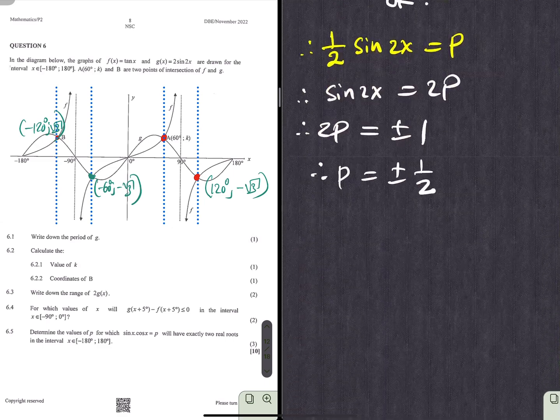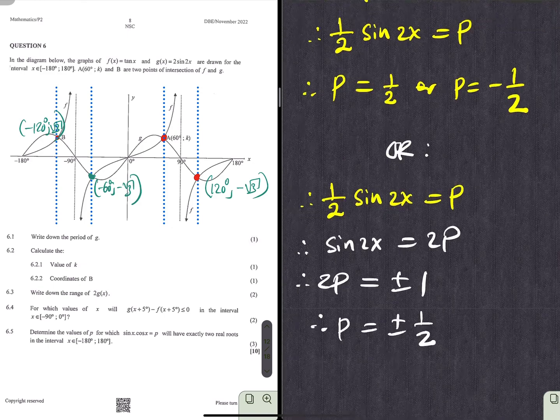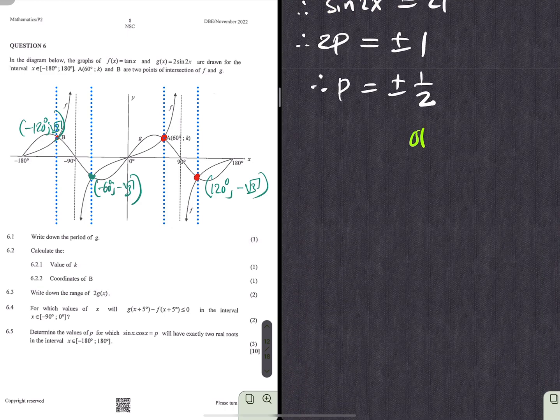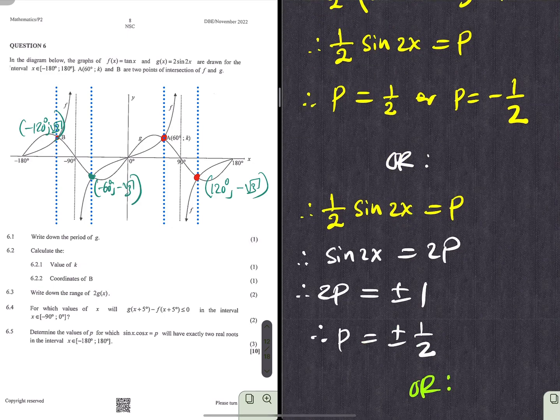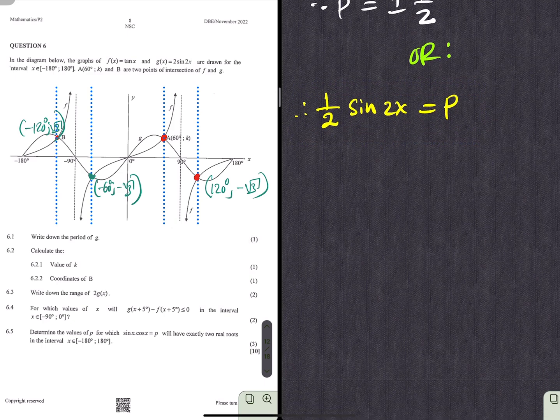Now, check something. I want to show you something. You can say or. I want to take it also from here and play with it, just to show you that there are myriad ways to do these things. Check. Like I said, you're going to multiply everything by 2. So you're going to get the sine of 2x equals positive 2p. Now, you look at the graph which was given here.